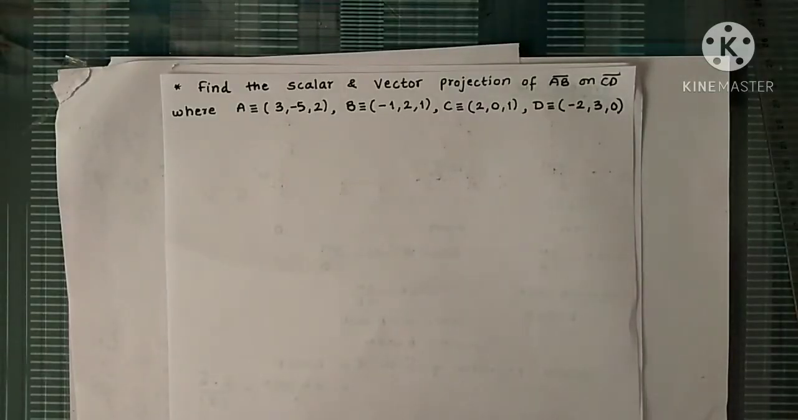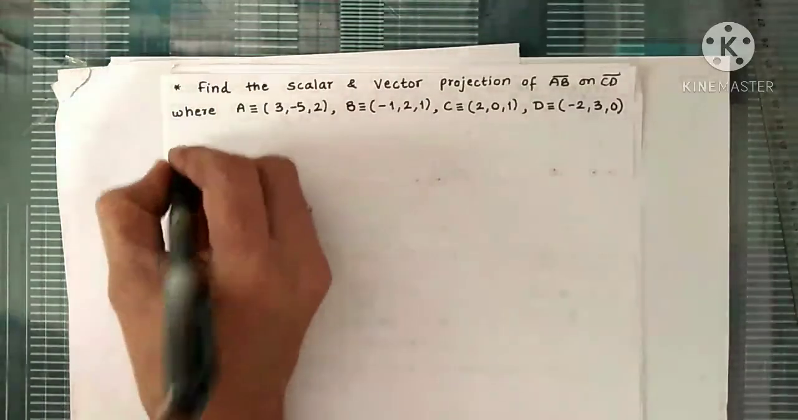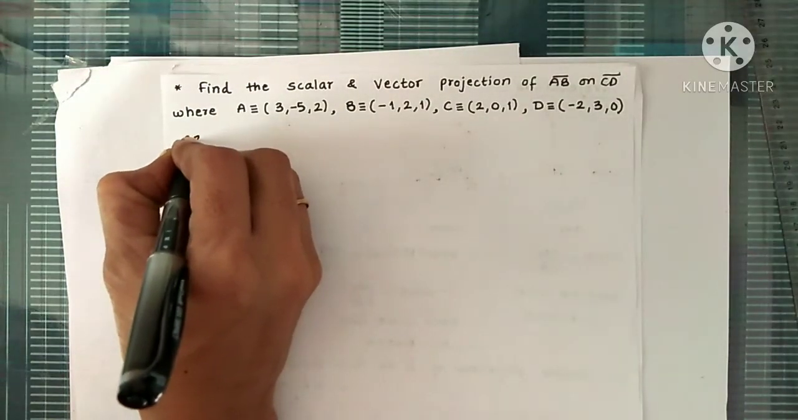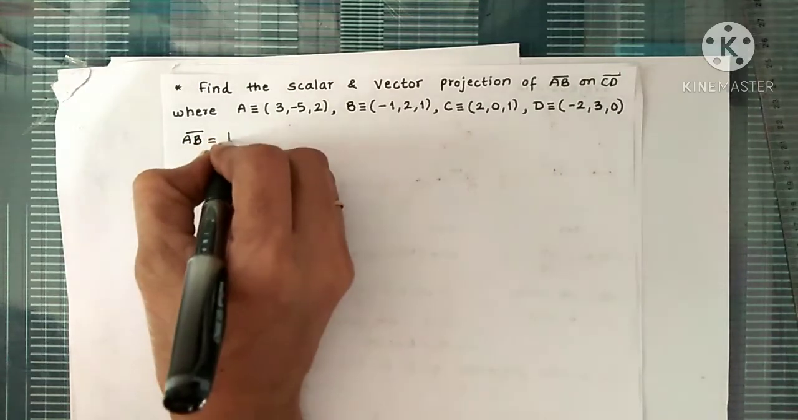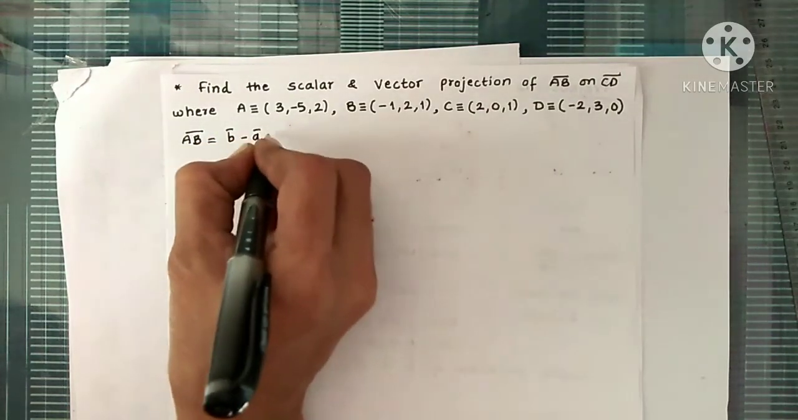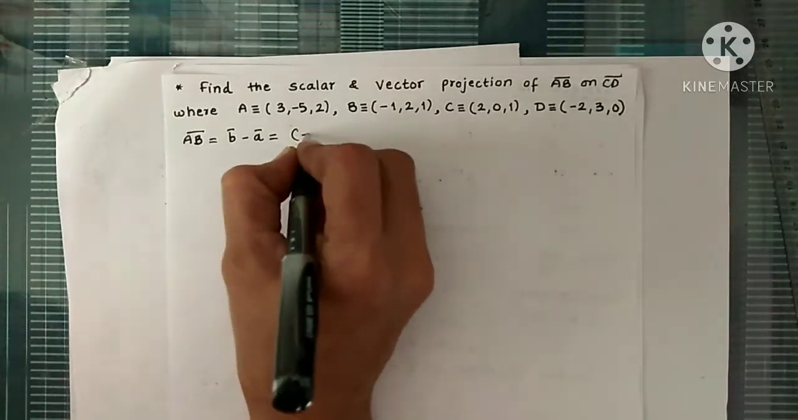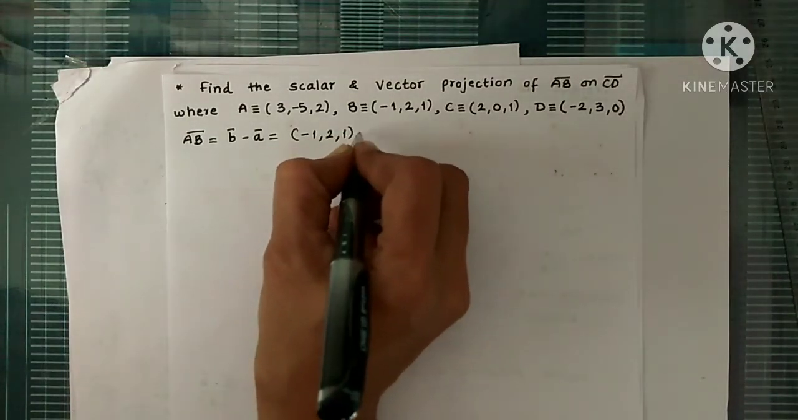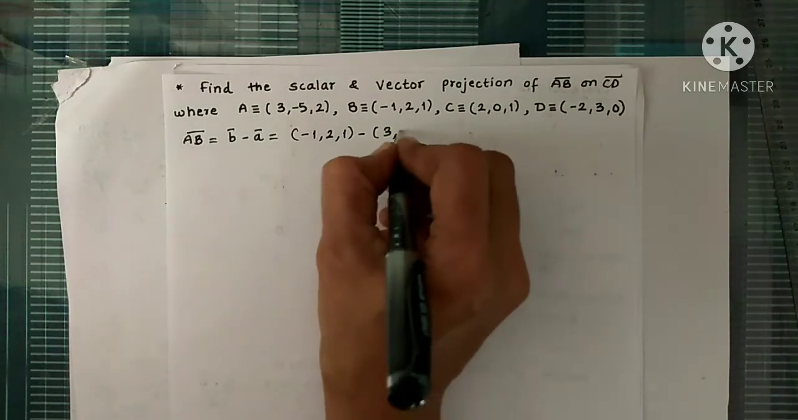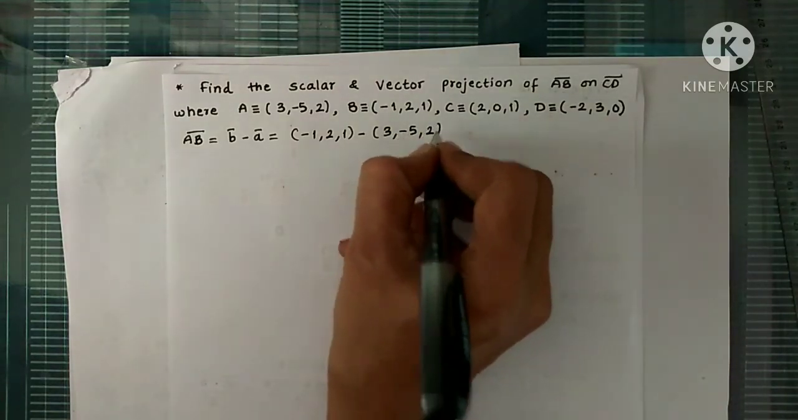Find the scalar and vector projection of AB bar on CD bar. So instead of a bar and b bar, now it is AB bar and CD bar. A, B, C, D are given. So first of all, let's find out AB bar and CD bar. Then let's write the formula and then write the calculation. So AB bar is B bar minus A bar. So AB bar equal to B bar minus A bar. Point B is minus 1, 2, 1 minus A, that is 3, minus 5, 2.